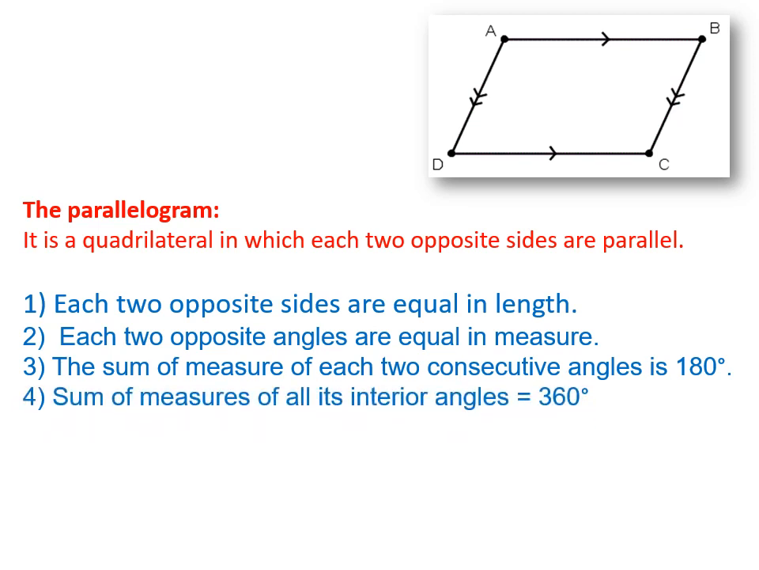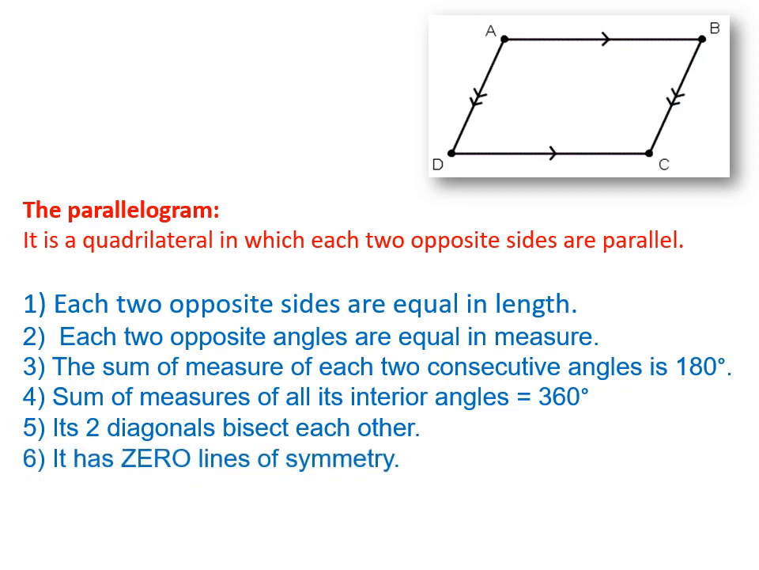Number 4, the sum of the measures of all its interior angles equals 360 because it's a quadrilateral. Number 5, its two diagonals bisect each other. Number 6, it has 0 lines of symmetry.